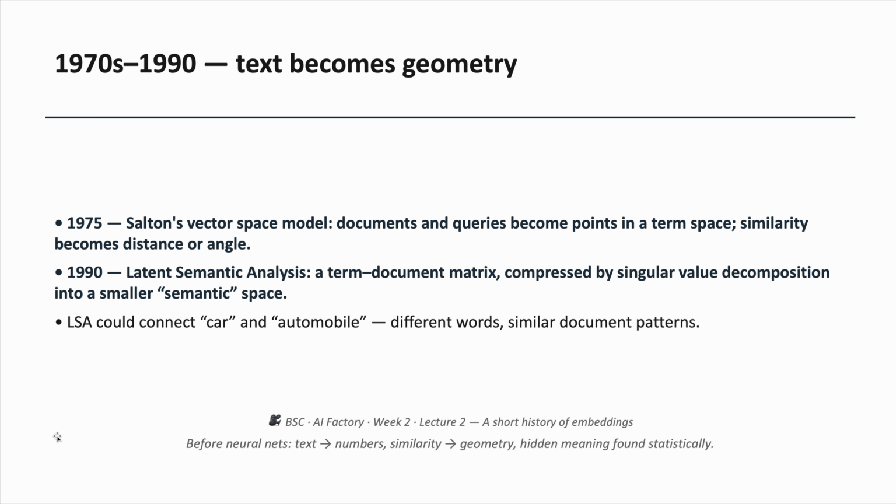In the 1990s, using a big document matrix that they then compressed into a smaller semantic space, they could connect words like car and automobile, even though those words follow different patterns in the documents.